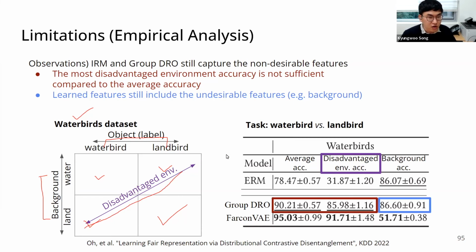Group DRO improves the disadvantaged environment accuracy compared to the vanilla model, ERM. However, the disadvantaged environment accuracy is still lower than the average accuracy. Besides, we find that the extracted features from group DRO still contain undesirable features, the background. When we classify the background based on the extracted features, it is easily classified, and it denotes that group DRO still learns the undesirable features.